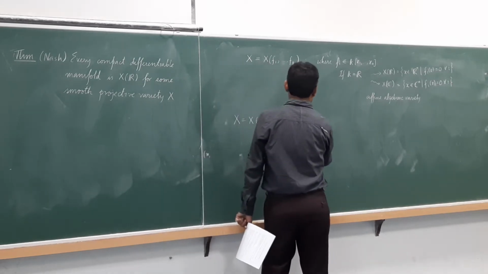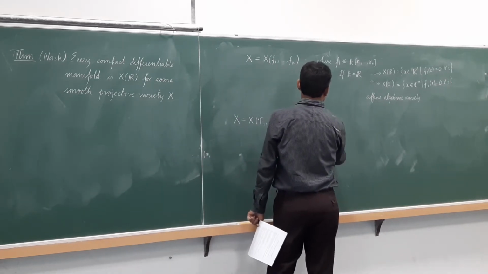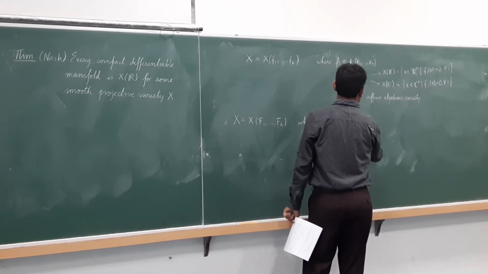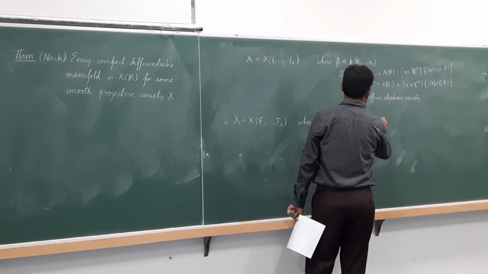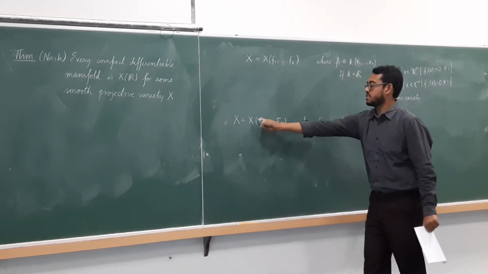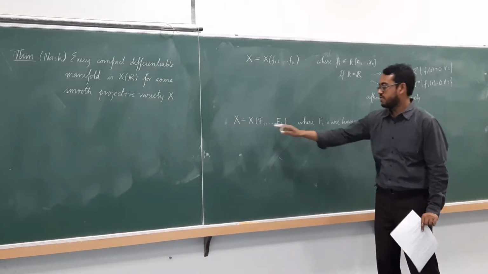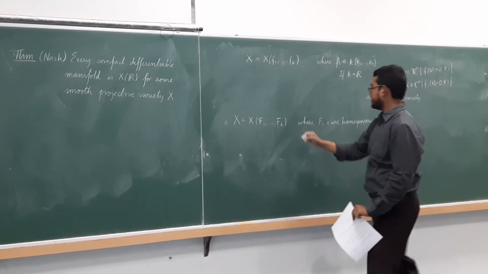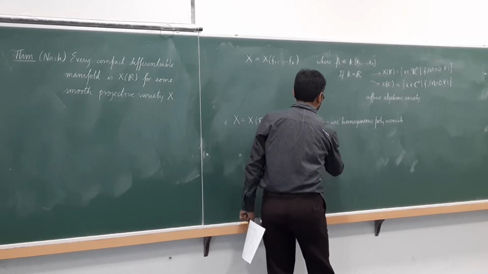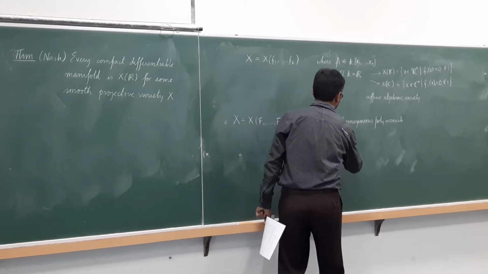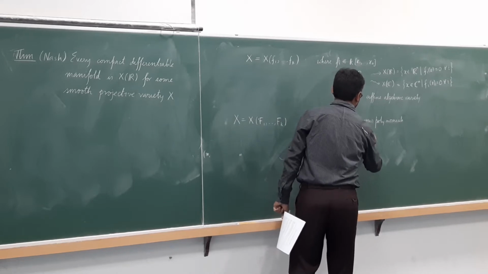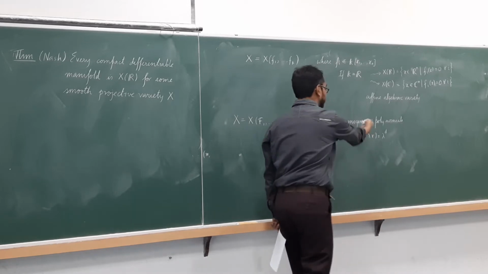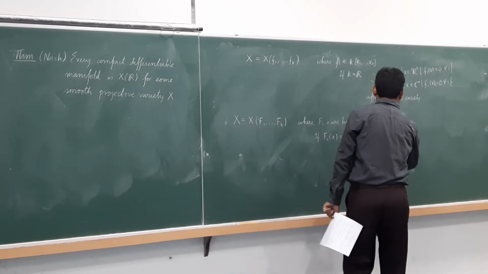So let the fi's be homogeneous. I mean, these could have different degrees. I'm not saying that all of their degrees must be the same, but all of them must be homogeneous. The reason being that if f of x is 0, this implies f of lambda x is going to be lambda to the d times f of x, where d is the degree of the polynomial, right?